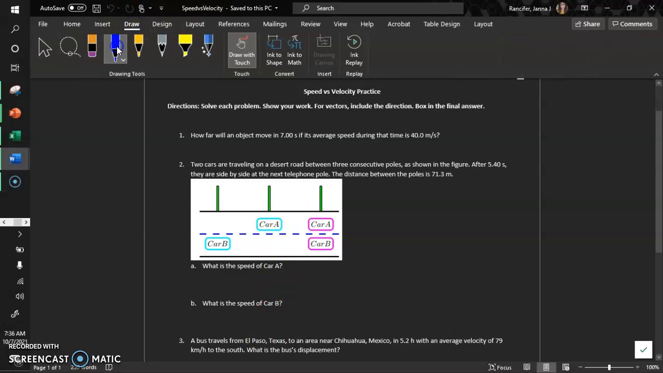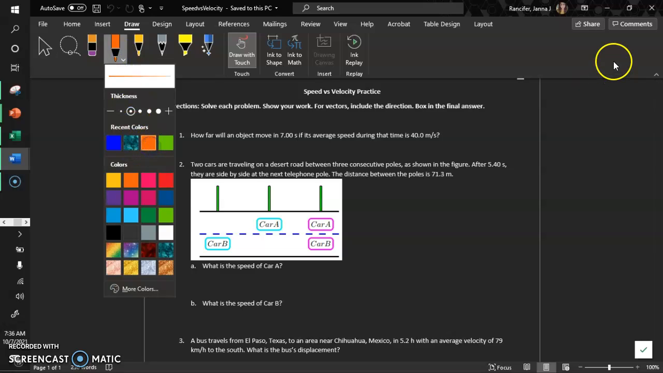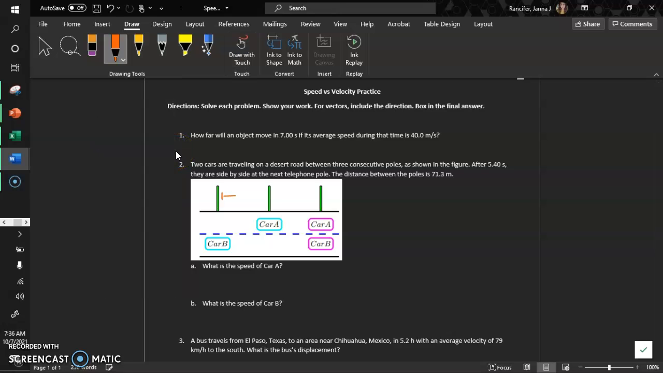So to get started, let's analyze what's going on in this problem. I see that the distance between poles is a total of 71.3 meters here and here. And initially, car A is here, car B is here. After 5.4 seconds, the two cars are side by side. So car B after 5.4 seconds has traveled this distance. Car A after 5.4 seconds has traveled this distance.